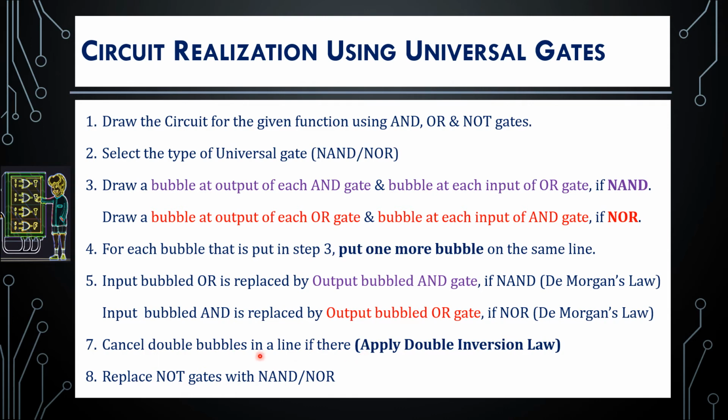Then in the last step, if you have any NOT gates or bubbles left out, replace all the NOT gates with the selected universal gate. It can be either NAND or NOR, right? So replace the NOT gates with the selected universal gate. So this is the procedure for implementing the given Boolean expression using universal gates.